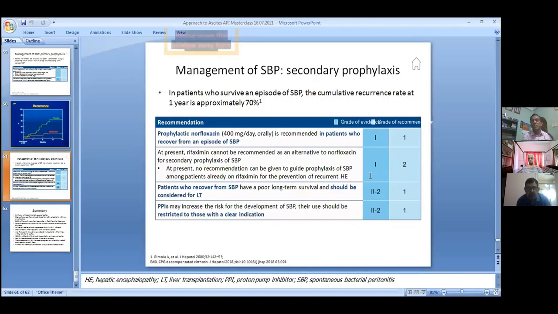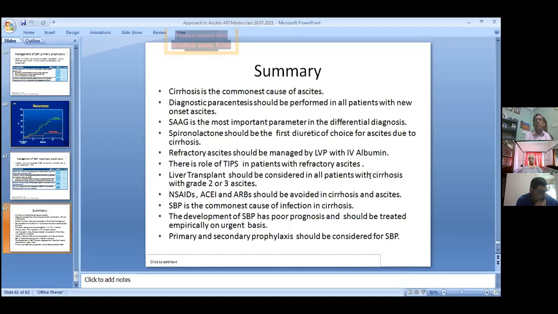So that is called secondary prophylaxis. After a patient has survived an episode of SBP, the cumulative recurrence rate at 1 year is about 70%. So prophylactic norfloxacin has been found to reduce the incidence of a second episode of SBP. As an alternative, you can consider cotrimoxazole, that is trimethoprim sulfamethoxazole, but the most important recommendation is norfloxacin.